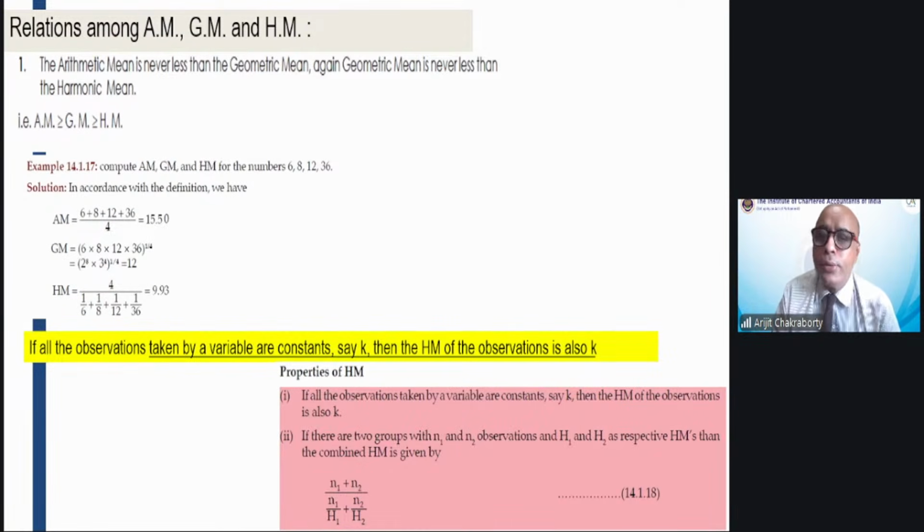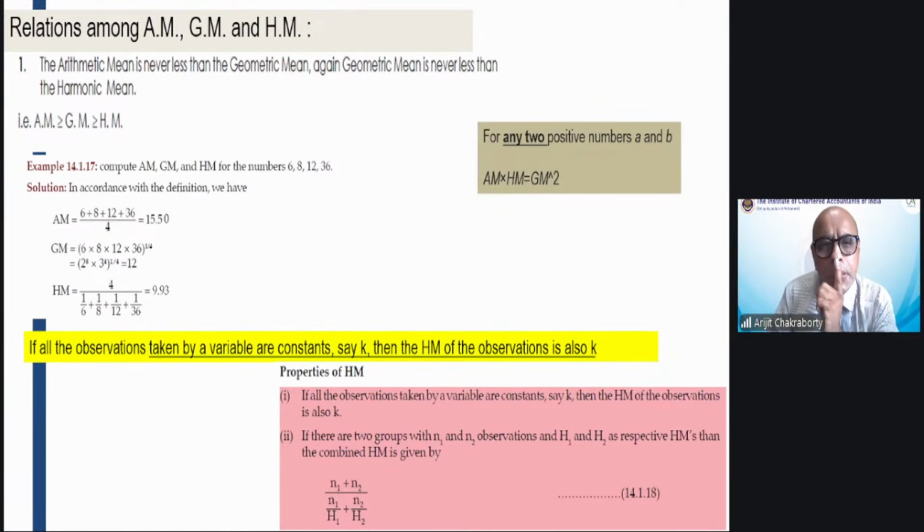Logically, it follows. In the numerator, we will write the total frequency n1 plus n2. And in the denominator, based on our earlier discussion so far, we know that in case of frequency distribution, the sign which is shown is sigma fi divided by xi, which means the fraction which we see in the denominator here, the numerator of the fraction will be the frequency. Accordingly, we have n1 by h1 plus n2 by h2. This will be the denominator. So these are the important interrelationships.